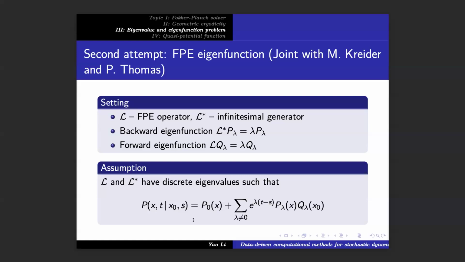Anyway, the setting is the following. We have a Fokker-Planck operator, L, and then we have the generator of the stochastic process, which we call L star. So we have the forward eigenfunction, which we call Q, and the backward eigenfunction, which we call P. The assumption is that we only have discrete spectrum, so there's no crazy continuous spectrum, and all the eigenvalues behave well, such that you have an orthogonal decomposition, such that P and Q are orthogonal.